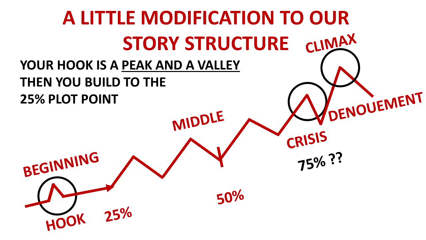Now you can play around with this percentage point a little bit in novels. You don't have to have it at the 75% mark. I've had it as late as the 80s sometimes. It really depends on the book and the plot. So if you find it hard to keep that crisis at 75% and it gets pushed a little farther into the book, I think that's fine as long as it fits your story.